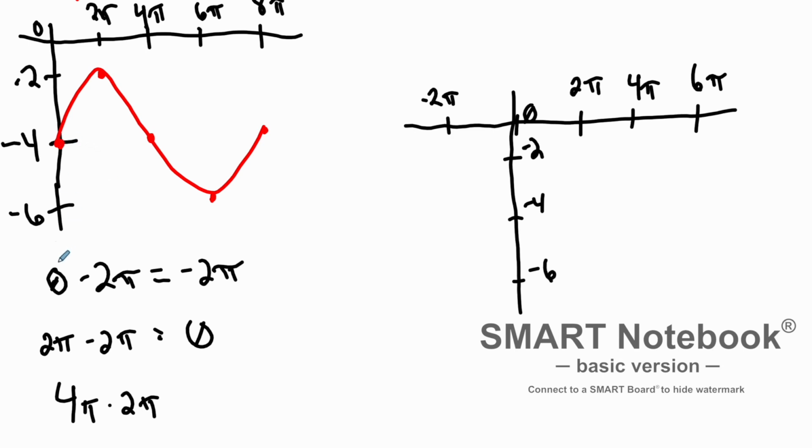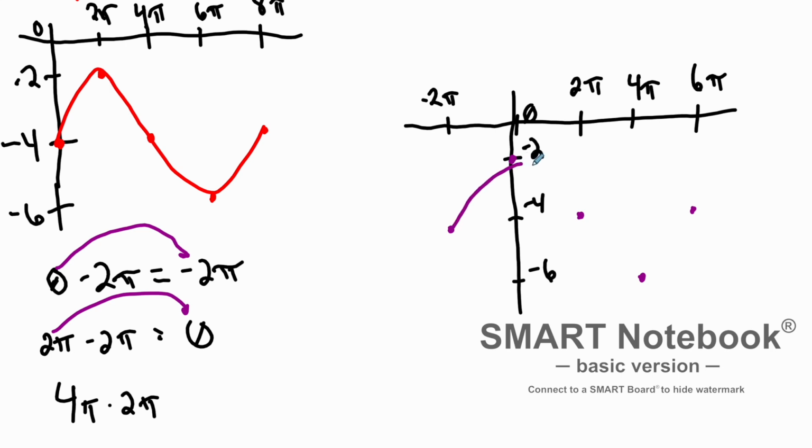So this point at 0 was moved to negative 2 pi. So 0, negative 4 is now negative 2 pi, negative 4. 2 pi got moved to 0. So 2 pi, negative 2 gets moved to 0, negative 2. 4 pi was at negative 4. So now 2 pi, negative 4. 6 pi got moved over to 4 pi, so that's down at negative 6. And then 8 pi gets moved to 6 pi, so that's at negative 4.